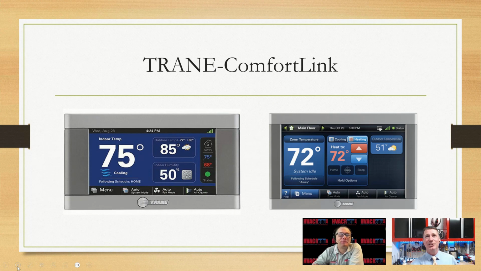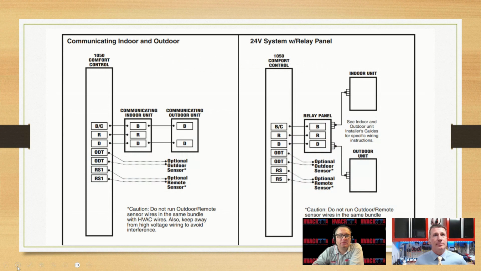All right, let's dive into Comfort Link, another great communicating system out there, right? How does it work? Maybe a tad bit different. At my indoor unit, I've got B, R, and D. My outdoor unit has got B and D. Well, our outdoor unit only needs communication. So what's our communication? B and D, process of elimination. So we're using B and D for our communicating wires.